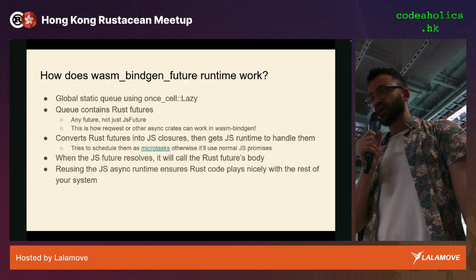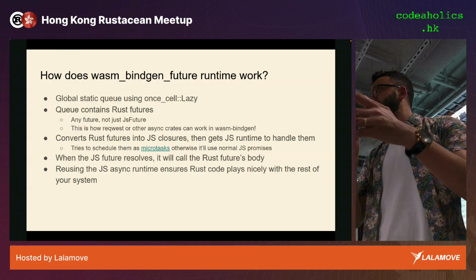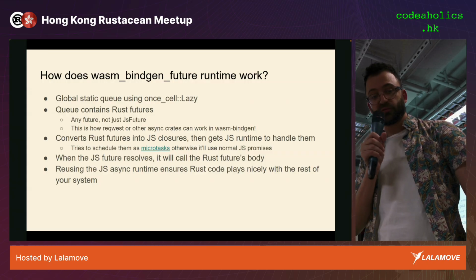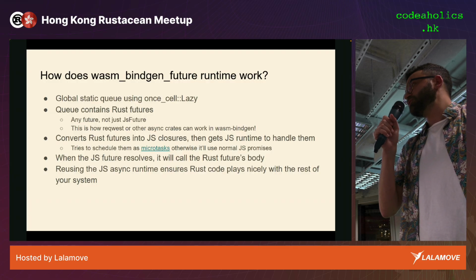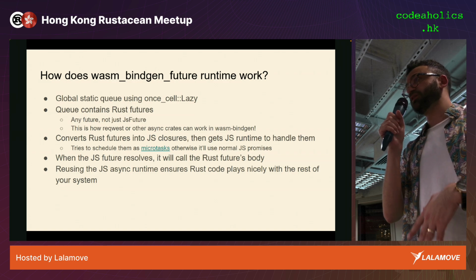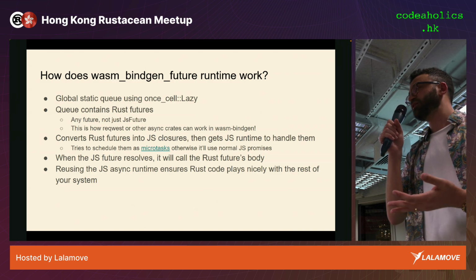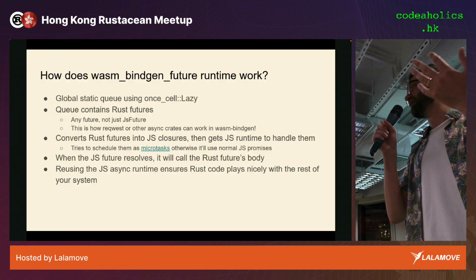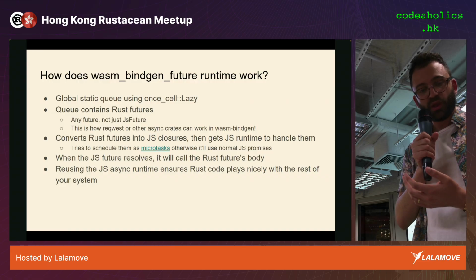But there's basically a very simple queue inside this library. It's just a static global queue so that any of your threads can read it. And the queue contains Rust futures that should be run. Any kind of future. It doesn't have to be a JavaScript future. This means that you can pull in other Rust async libraries that have no idea they're even running from a WebAssembly or JavaScript world, and you can put them into this queue as well.